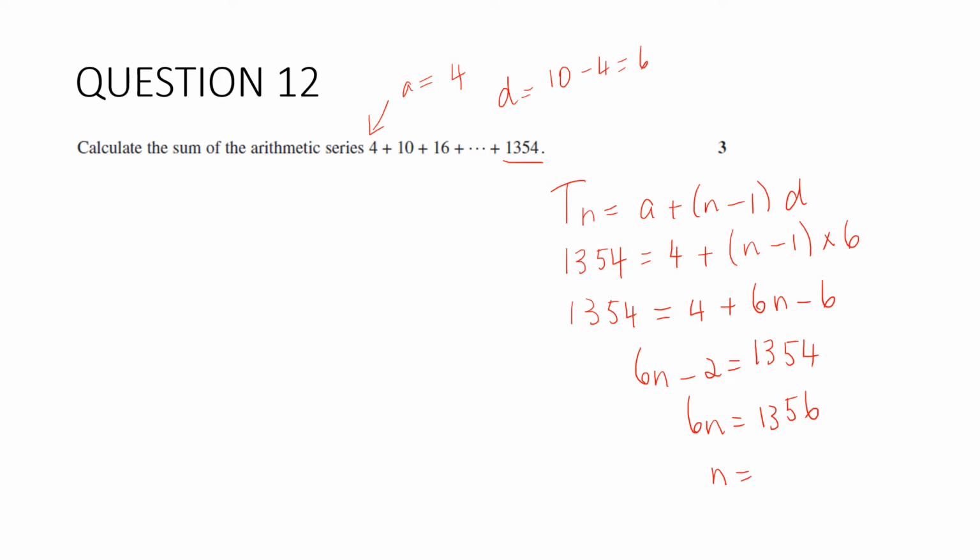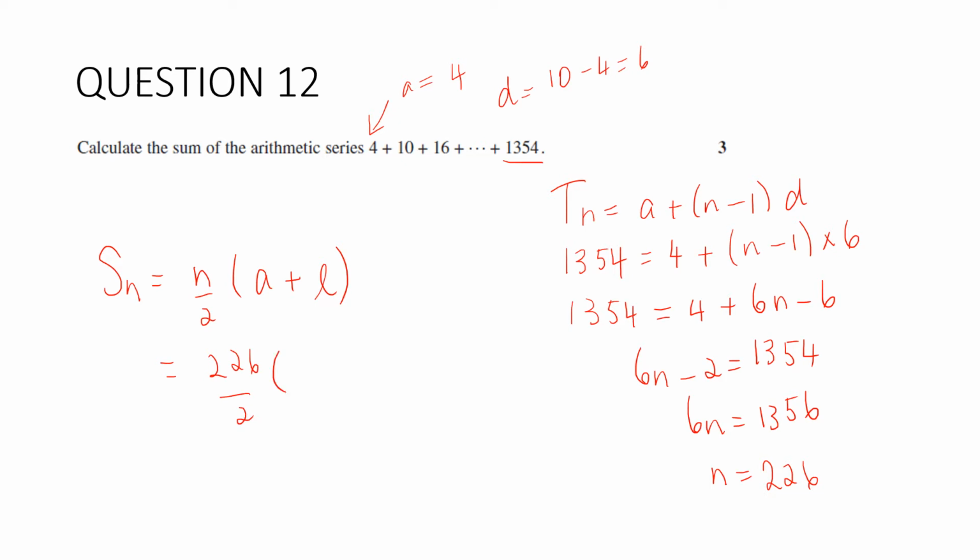1356 divided by 6, I get 226. So there are 226 terms. And now to find the sum, I'm going to use this formula, but you could use the other one if you wanted to. So there are 226 terms.